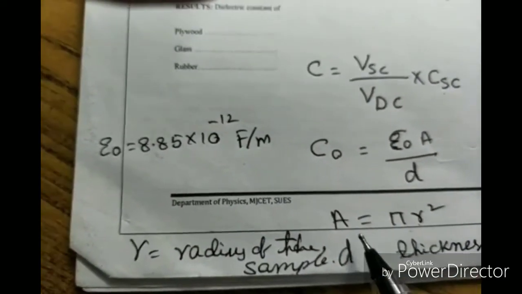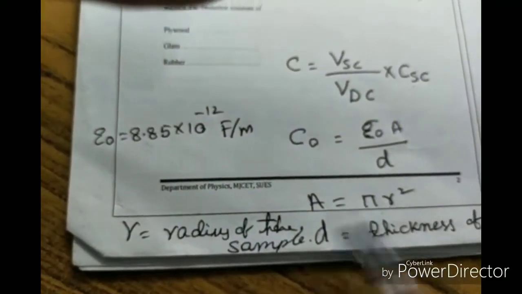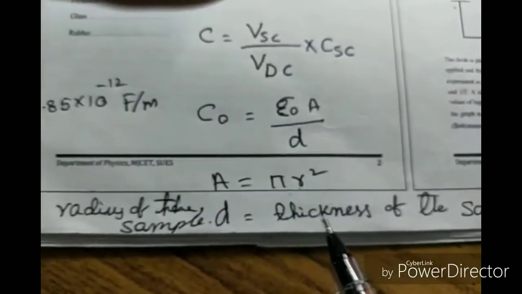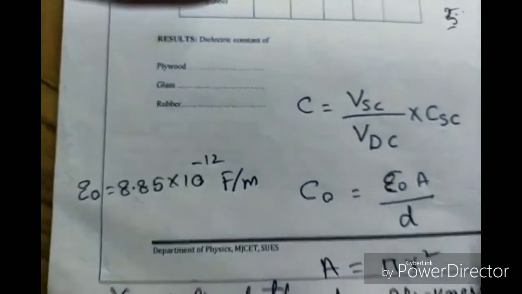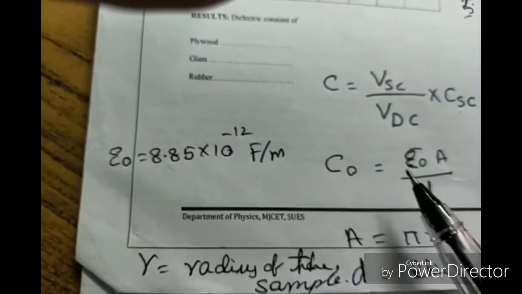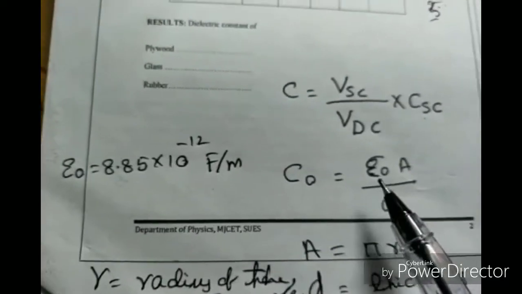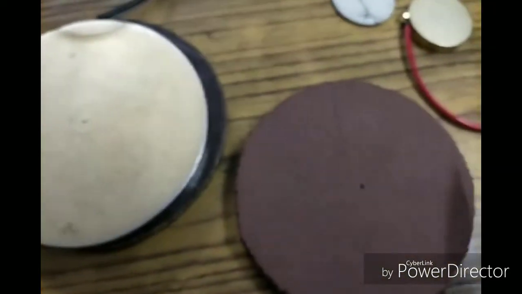We take the radius separately for plywood, so the area is changing, and the thickness also we are going to change. Radius is changing, thickness also changing. D is the thickness in the C naught formula. So area is changing, thickness is changing for all the three dielectric materials. Okay, different values you will get here for C naught, correct or not? So C you got from the experiment, C naught you are getting from the area and thickness, and we calculate the dielectric constant using C and C naught.